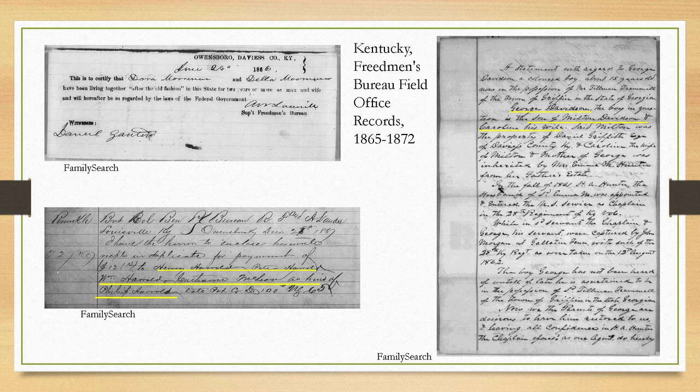And on the right is a letter from the Freedmen Bureau agent in Owensboro to the head office in Louisville about parents trying to find their son, George Davidson, the son of Milton and Caroline, his wife. In this, it also mentions that Milton was the former property of Daniel Griffith. Davidson is not Griffith. So we like to think that all former slaves took their former slave owners' names, and they did not. There's an example right there where they didn't.